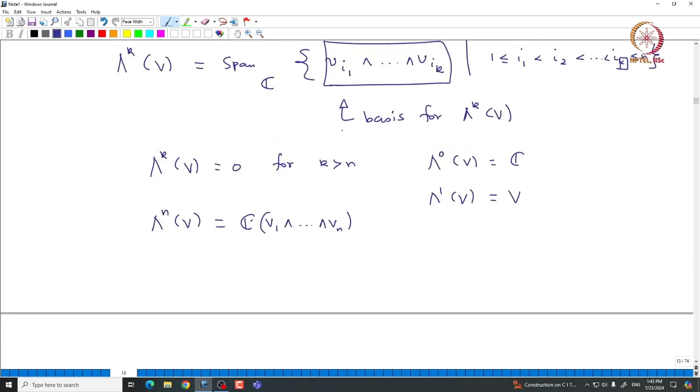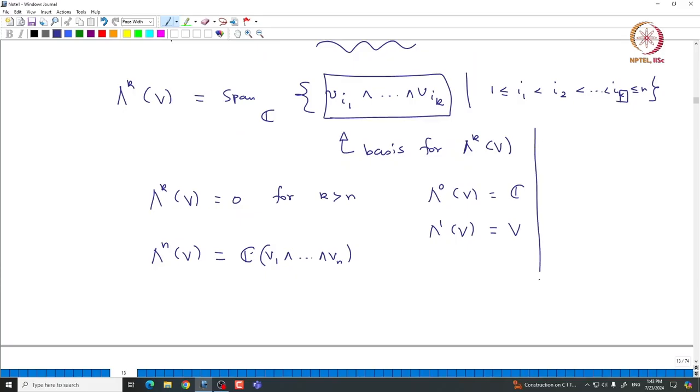Since this is a basis of lambda^k of V, it is easy to see that the dimension of lambda^k of V is the binomial coefficient n choose k, because you are choosing k distinct elements from the given 1 to n. That is why it is a binomial coefficient.